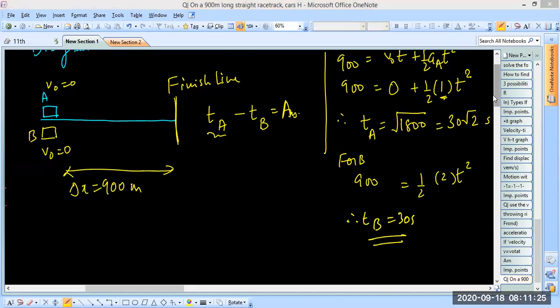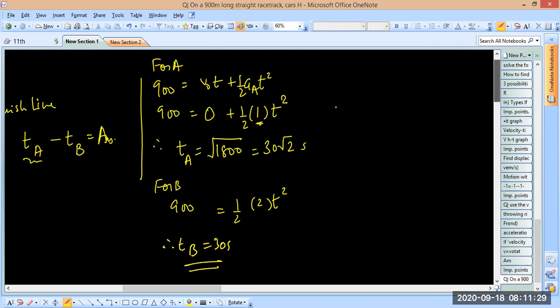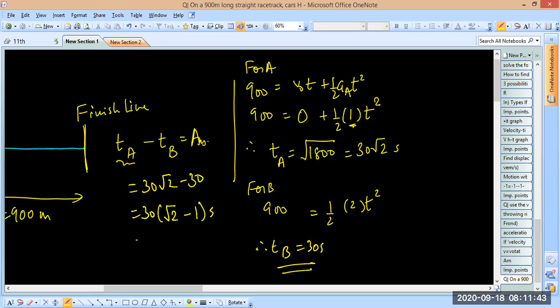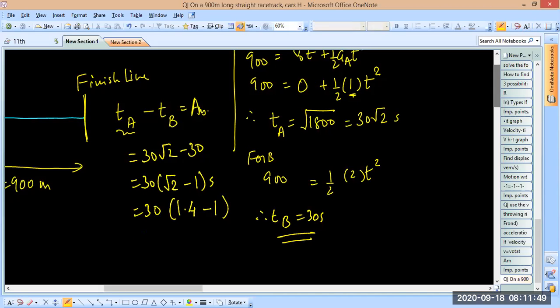So finally, the answer is going to be T_A minus T_B, meaning 30 root 2 minus 30. If you're writing it in this form, this is your answer in seconds. Otherwise, you could put root 2's value. I'm sure you all know that it is nearly 1.4, correct? So if you do that, then this is close to 12 seconds. So that's your answer.